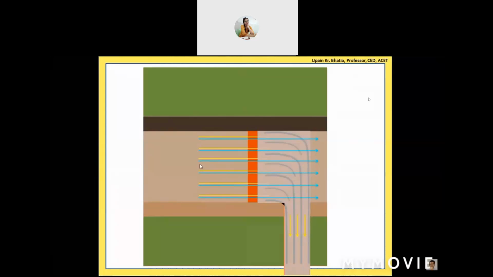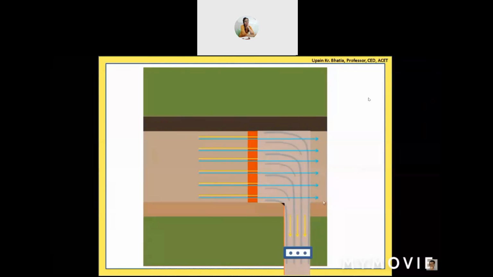But how much quantity of water should be removed? For that, we provide gates over here also. Like, 3 gates we have provided for these 3 channels, 3 tunnels. So we can operate these gates and control the quantity of water to be released to the outward side.